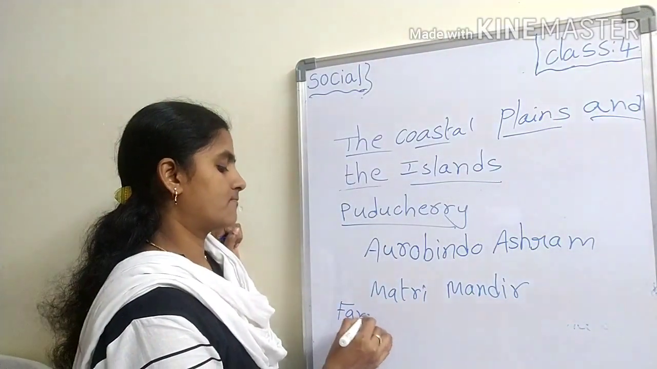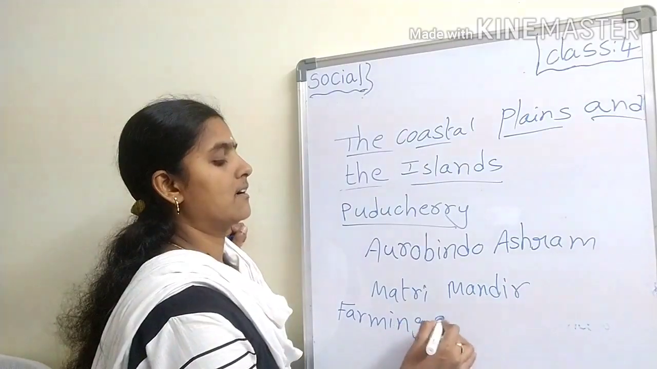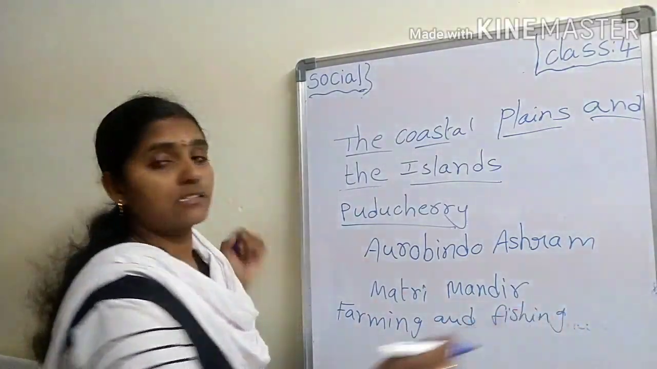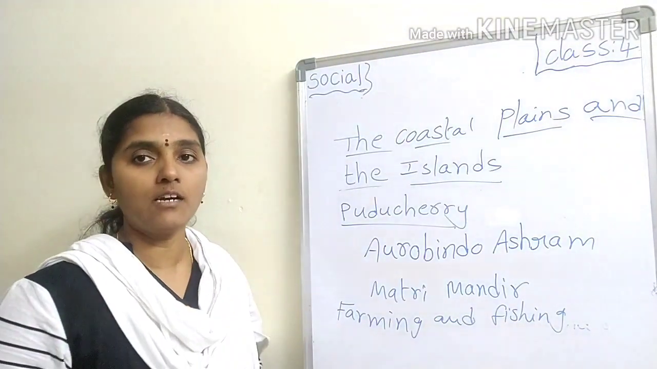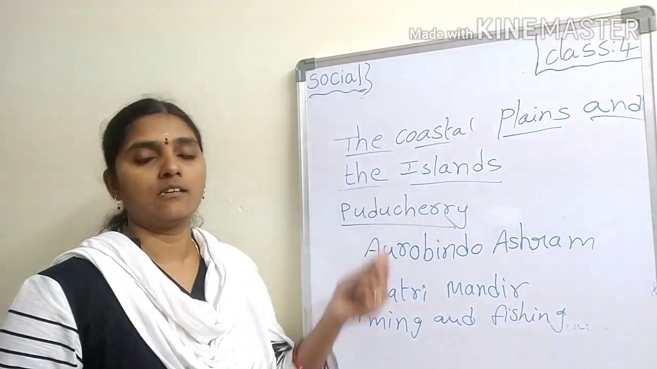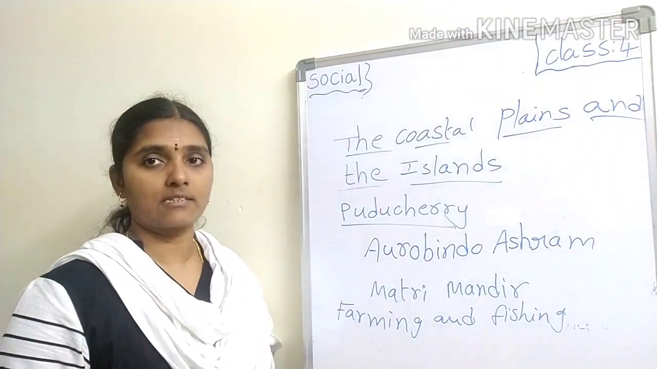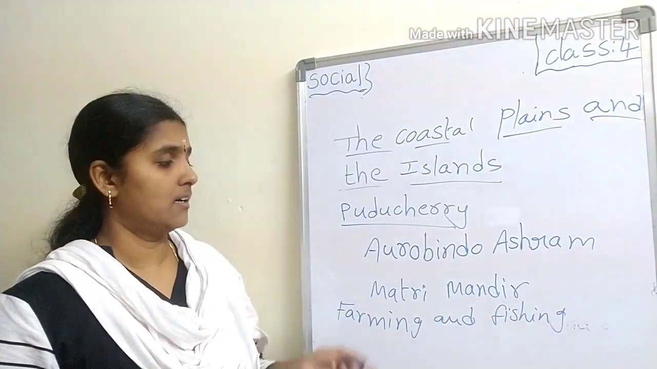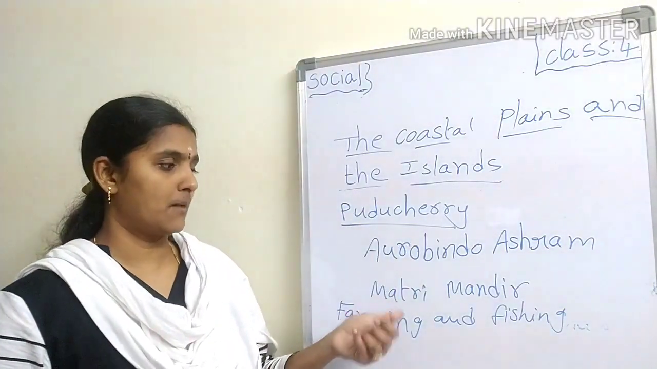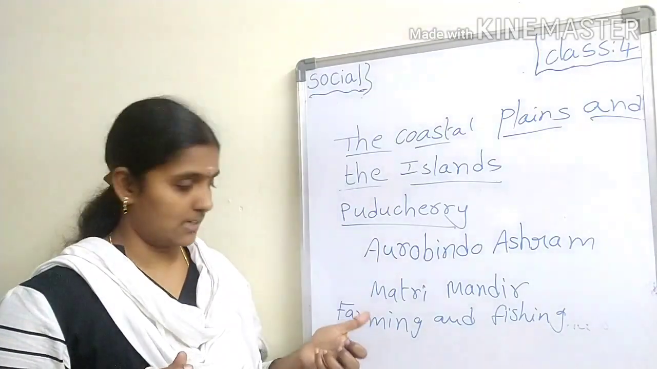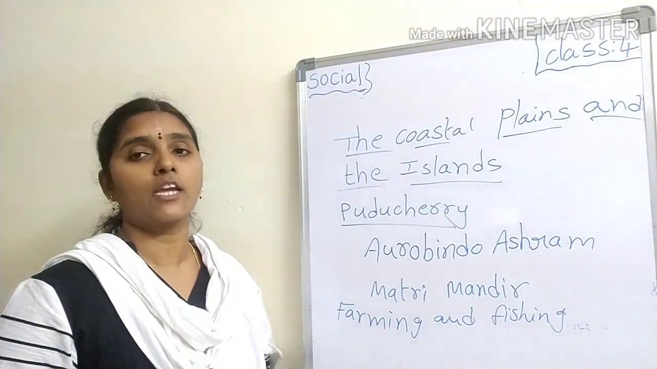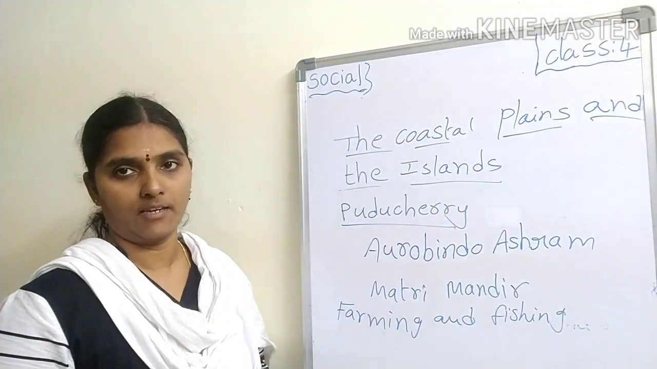Farming and fishing are the main occupations of the people here. Puducherry is now a union territory of India. The famous Aurobindo Ashram and Matri Mandir are located here. Farming and fishing are the main occupations of the people here.